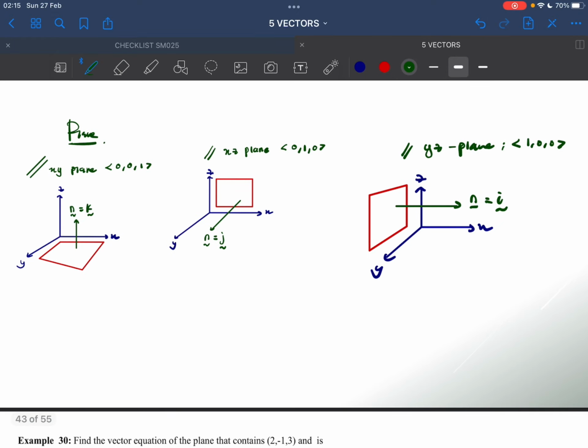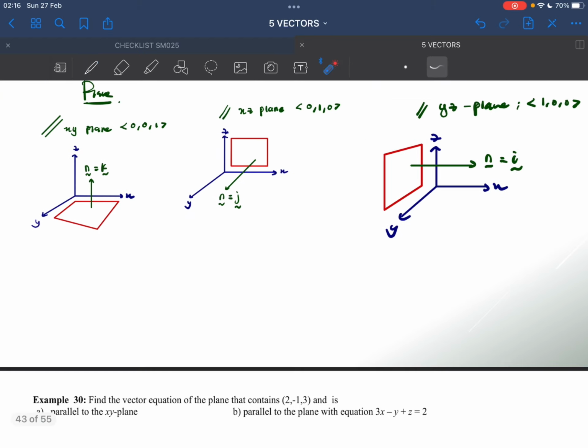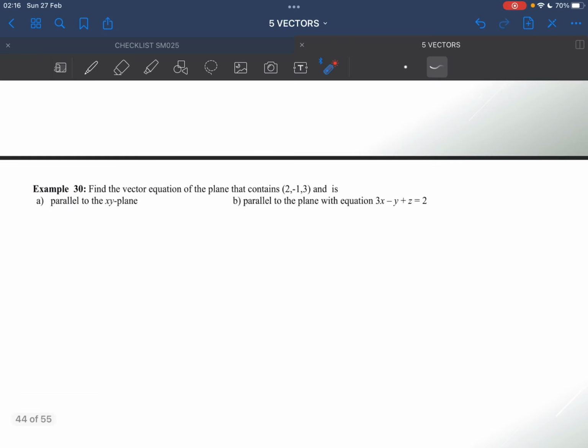So that is one thing that you have to know about planes. The plane that is parallel to the xy plane or xz plane or yz plane. So let's see example 30. Find the vector equation of the plane that contains (2, -1, 3) and is parallel to the xy plane. So now you know that for the xy plane, the normal equals k. You don't have to complicate things to find the normal. You can just put the normal equals k.